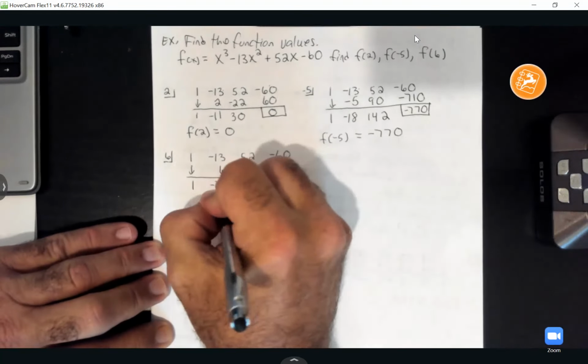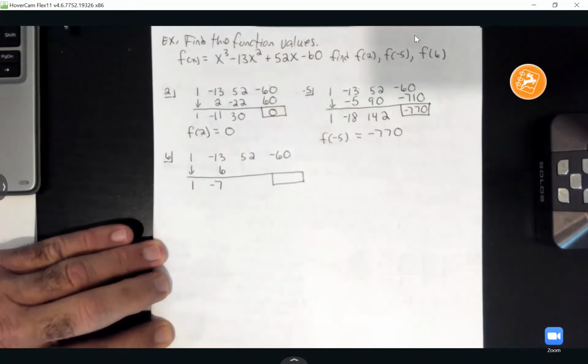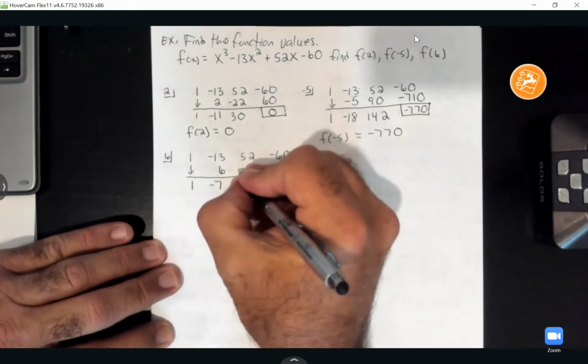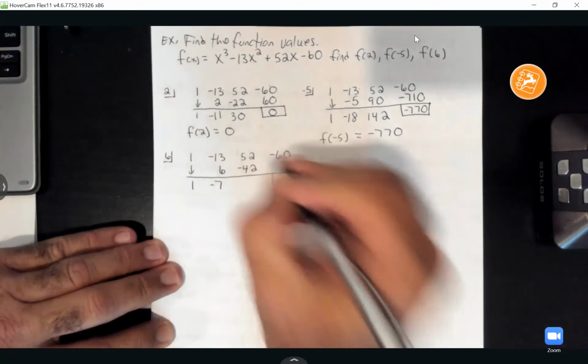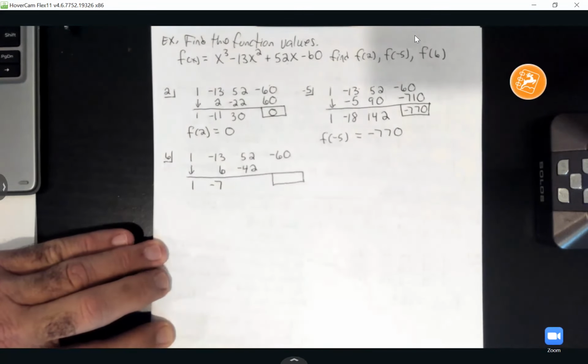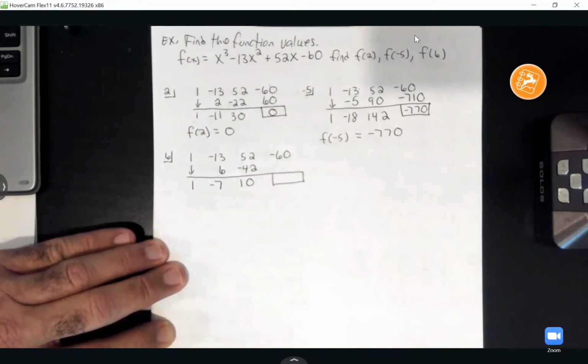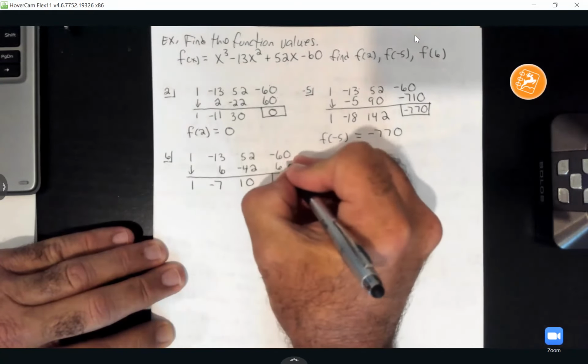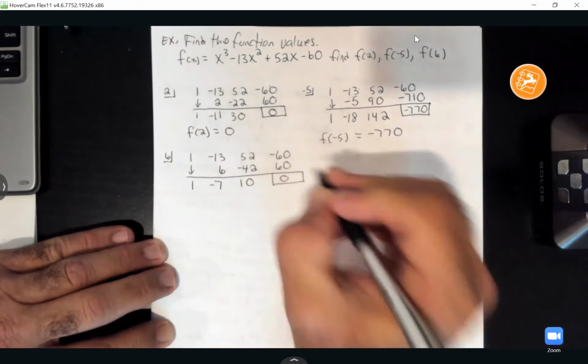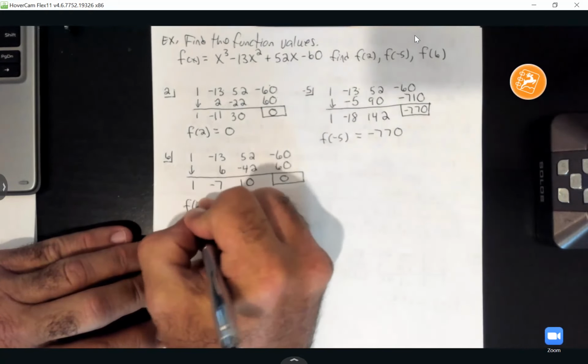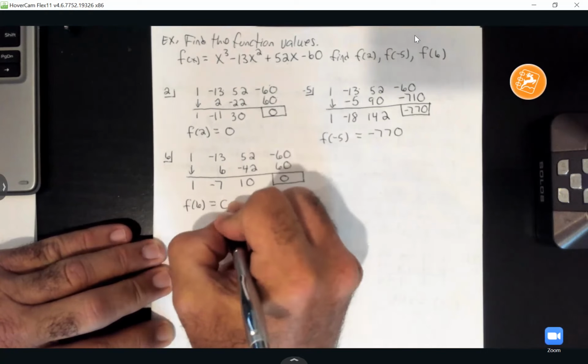Negative 7? Good job. Somebody else. It would be negative 42. So negative 42. And then that equals 10. That's going to equal 10. Good job. And then that would be 60, which equals 0. There you go. 60 and a remainder of 0. So that means that our f of 6 equals 0.